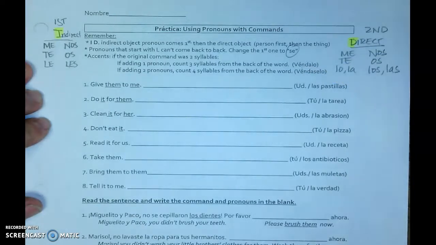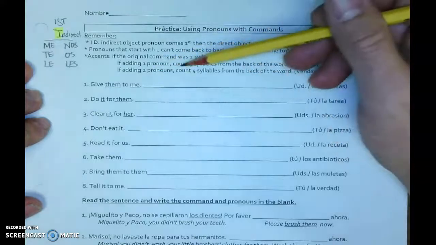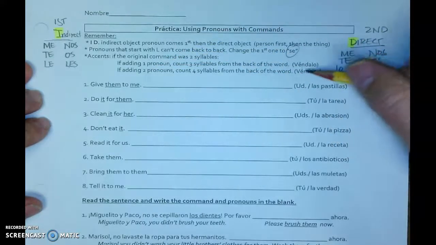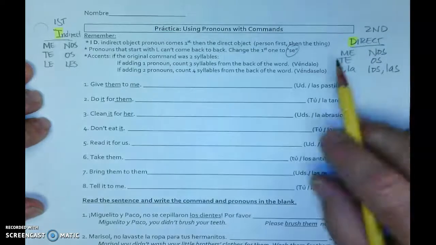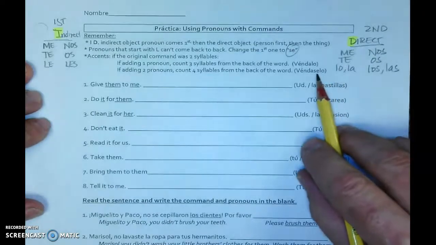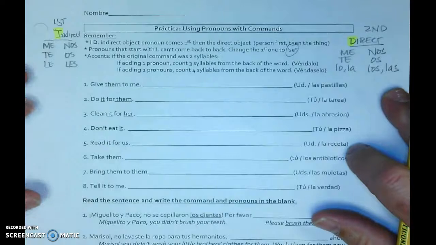Now, if your original command was two syllables and you're adding two pronouns, in this example, véndaselo, you're going to count four syllables from the back of the word. So we'll count 4. 1, 2, 3, 4. All right, and that's how you determine the location of the accent.